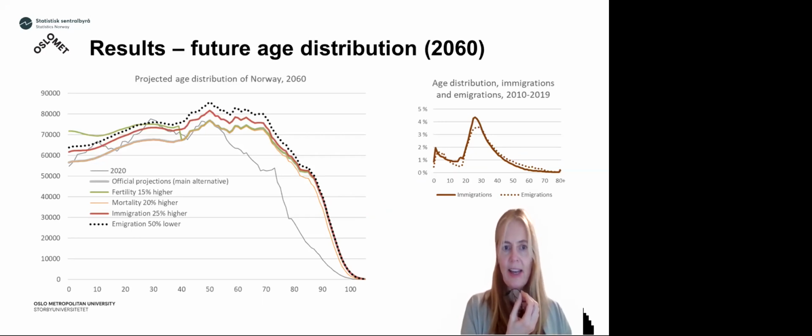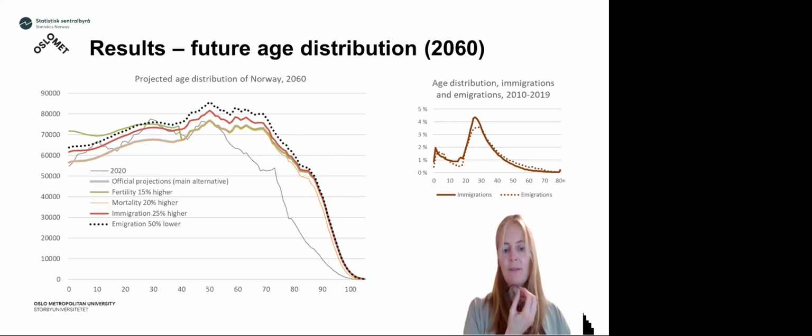And here we also added the age distribution in 2020, so you can see the situation as of now. The takeaway points are still the same. First, none of these scenarios will stop aging in Norway, as you can see if you compare the line for 2020 with all the other lines, particularly among the oldest. And second, emigration has the strongest effect on population size in all age groups, apart from the youngest age groups where fertility has the strongest effect.